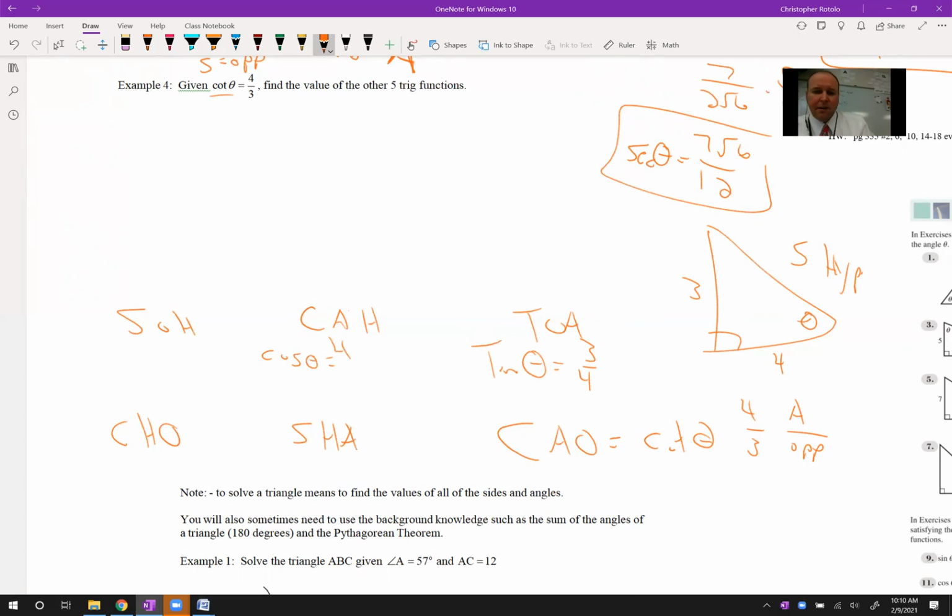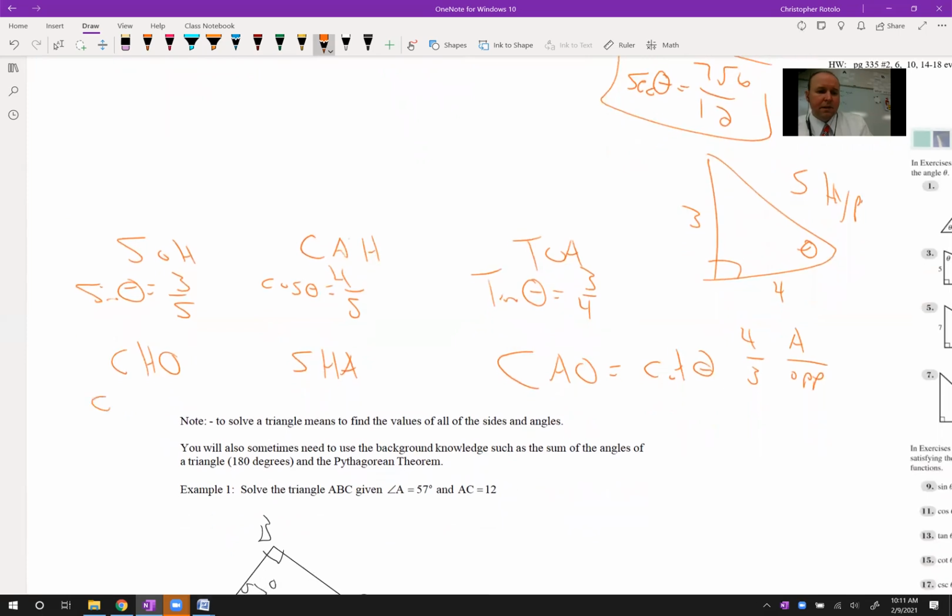And the hypotenuse is 5. Sine of theta, the opposite was 3, the hypotenuse was 5. So that means the cosecant of theta is going to be 5/3. And the secant of theta is going to be 5/4. All right, so that's kind of our way to get around those.